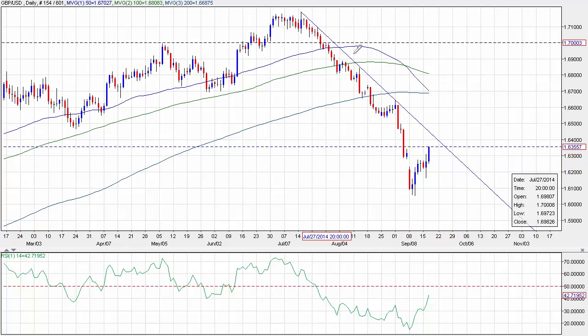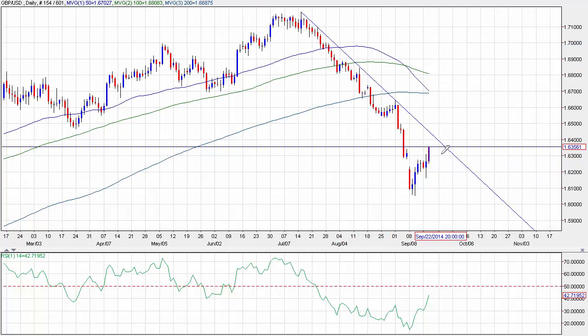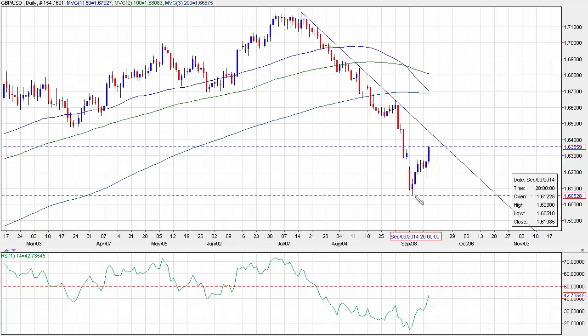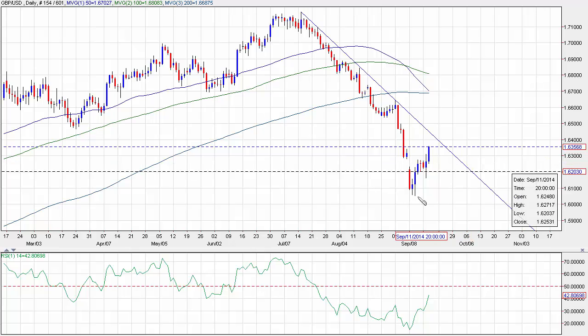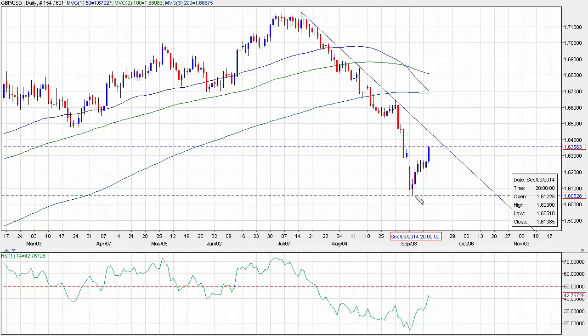Otherwise, if price holds below this falling trend line and falls back below today's low of 1.6250, then the pound dollar is likely in bearish continuation, with the 1.6052 low here in sight, as well as the 1.60 handle.